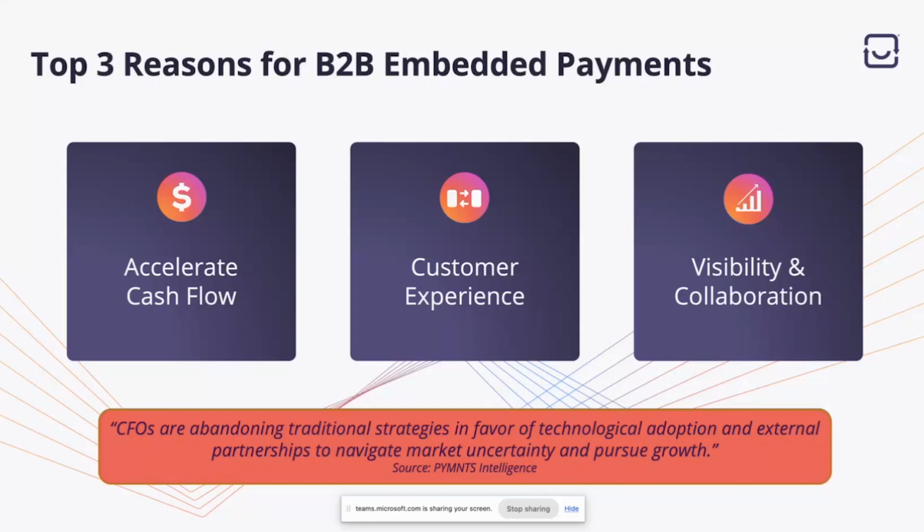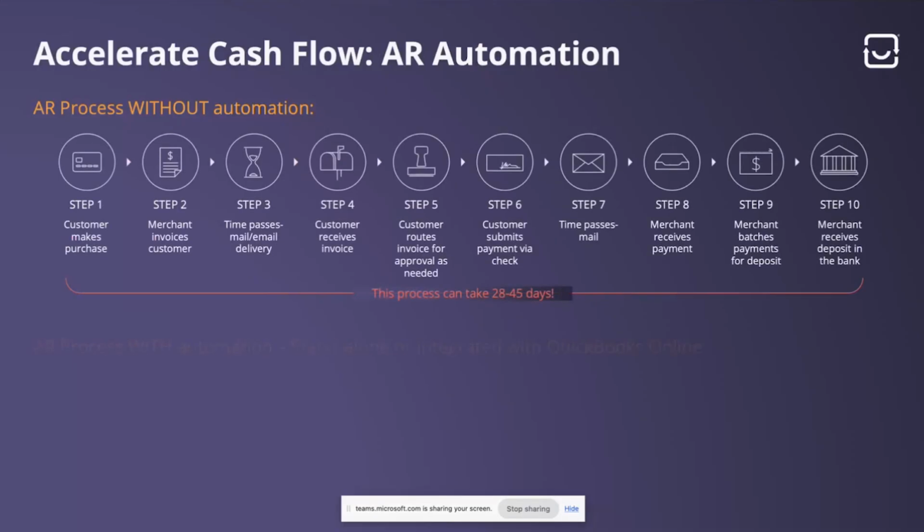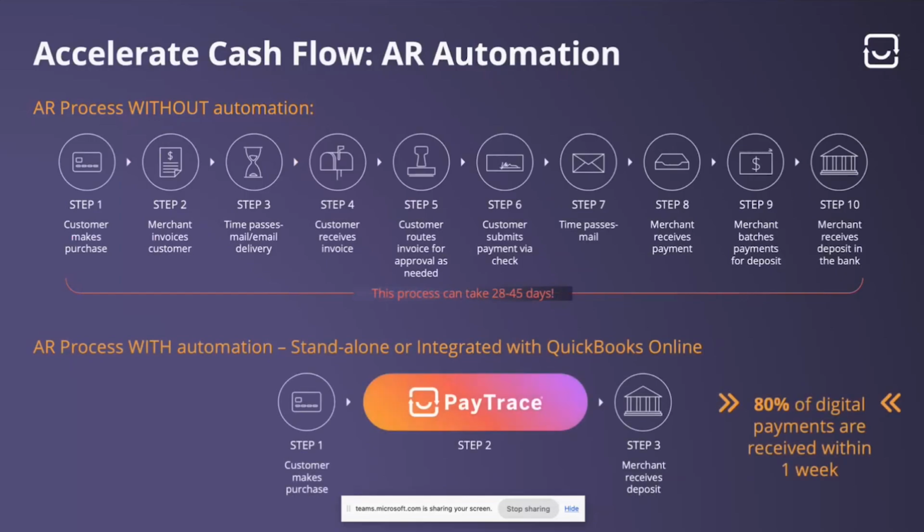So let's break these down. Let's tackle each of these. Number 1, accelerate cash flow. What are some things that we can do with embedded payments to do that? The big one is just AR automation. I love this infographic because it really makes manual invoicing look awful, which it is. It is the worst thing ever, in my opinion.